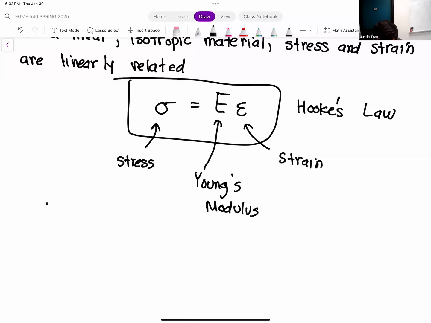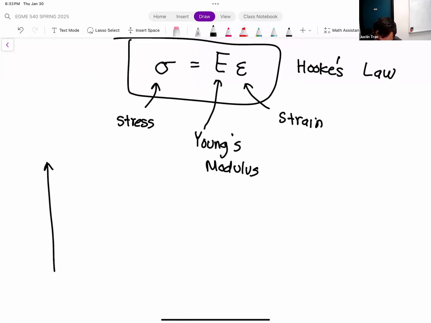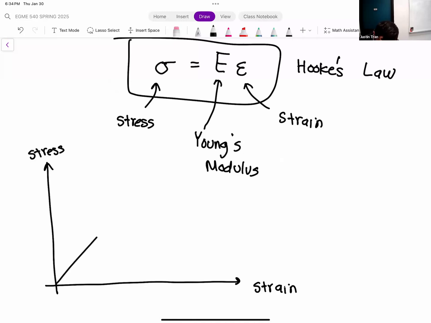And so for such a simple equation like this, we can actually graph it. This is probably what you've seen before in the past too. Okay. So a typical stress strain curve for a linear material is just a straight line. Right. In a typical stress strain curve, strain is on the horizontal axis, stress on the vertical axis. Okay. And what we have is just a line, where the slope of the line is the Young's modulus.